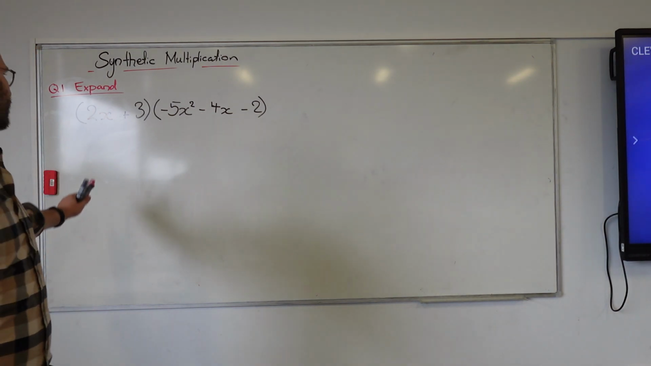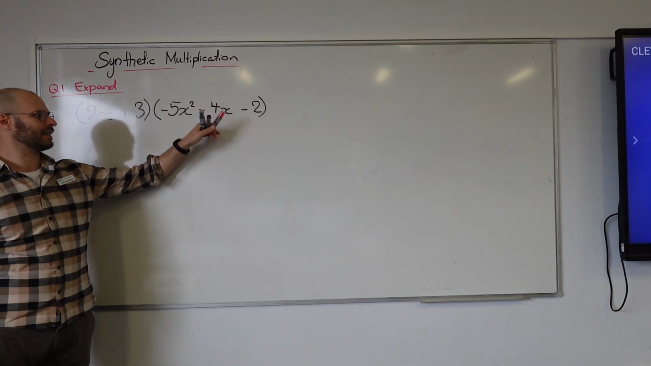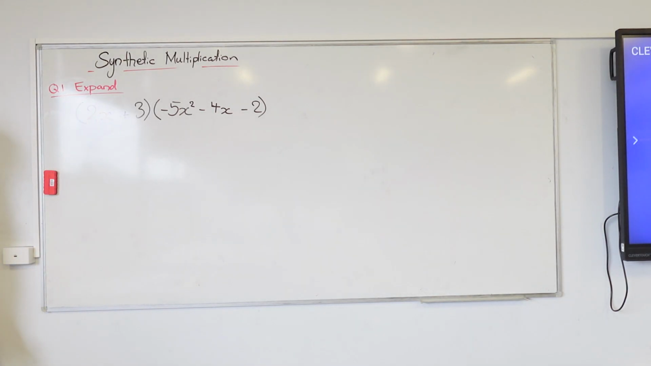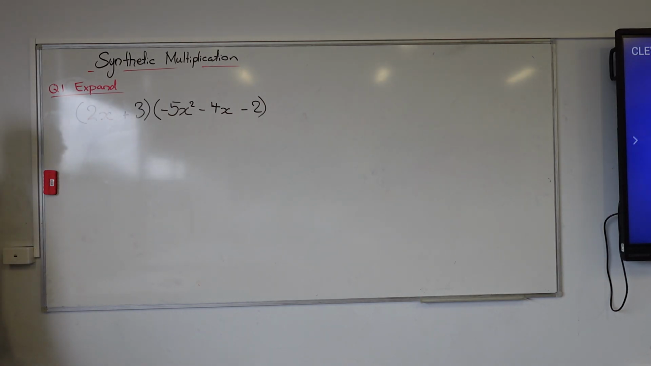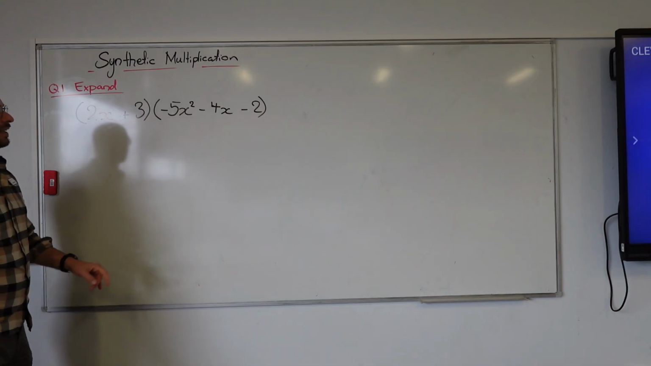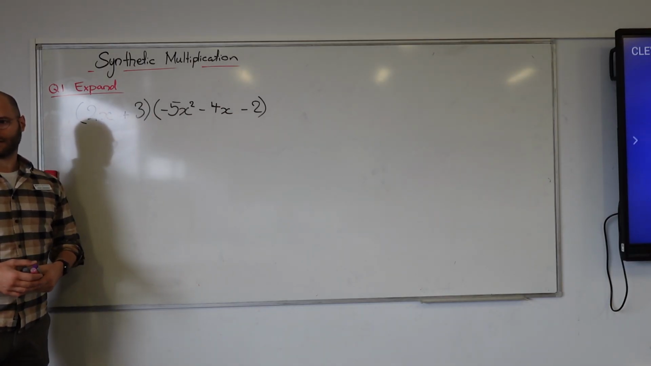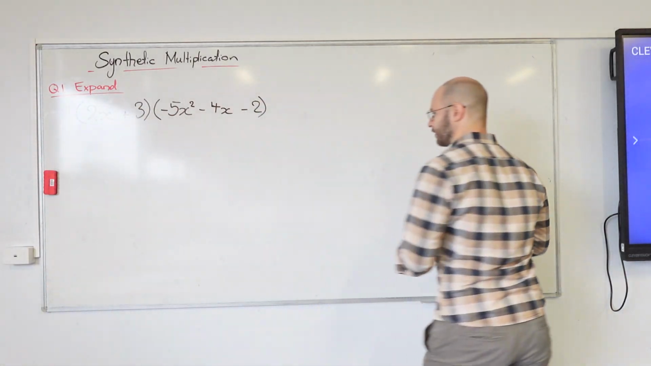Presented to us today is (2x + 3)(−5x² − 4x − 2), and we want to use synthetic multiplication to expand this out. This algorithm is very similar to your rack and stack multiplication, except it's slightly easier because you don't have to do a carry. First, we ask ourselves, of these two factors, which one is larger? The one on the right. So the one on the right is going to be designated as the big dog.